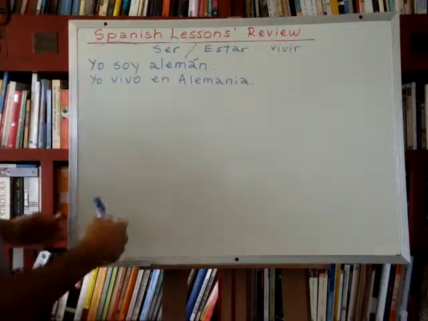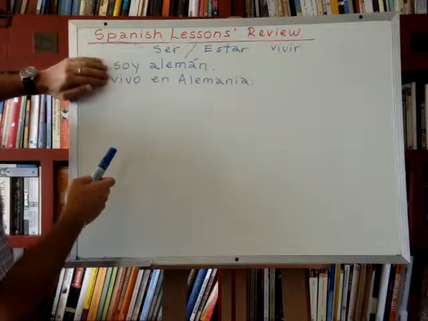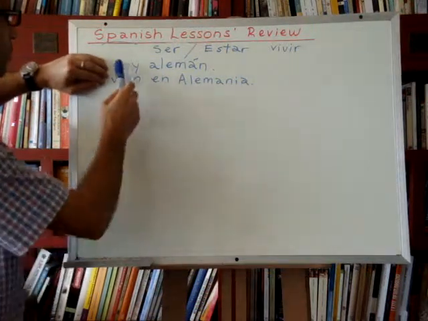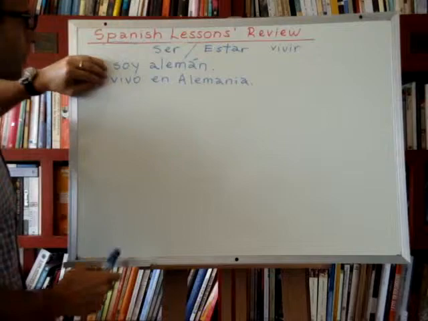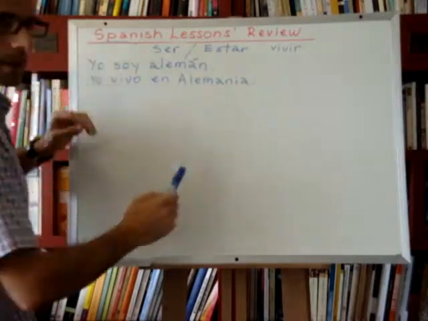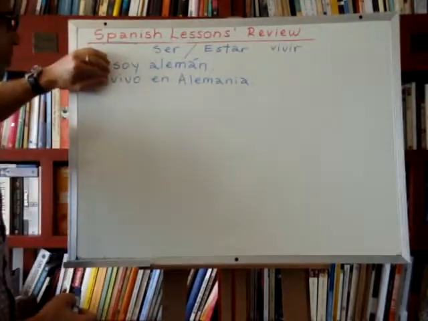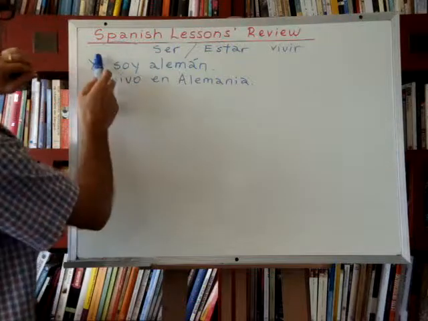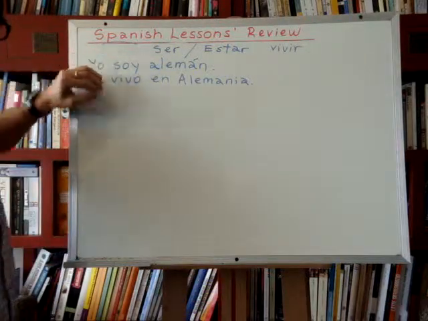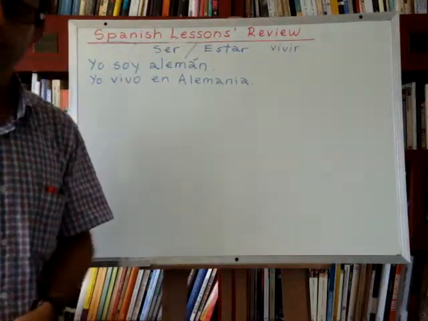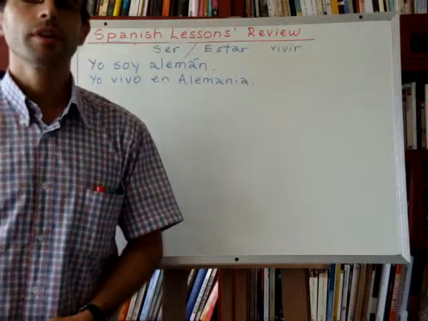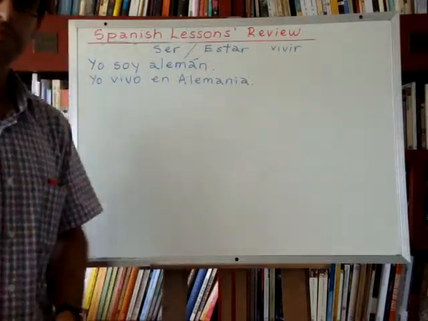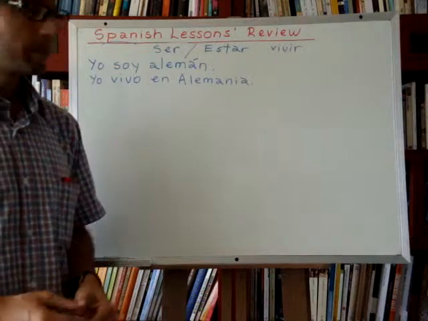So remember here we can also omit the word I, and we can simply say soy alemán, vivo en Alemania. And that's usually the case. When we speak, we do not say yo, okay? Because we do not need to say it. I am 35 years old. How would we say that?